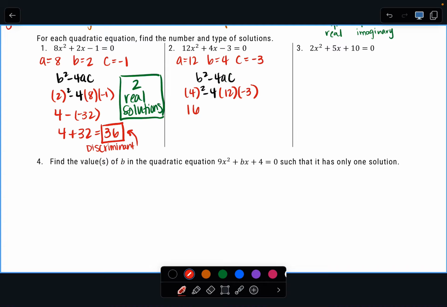Plus 144. Take these in parts. It doesn't have to be you're doing all of this math in your head at one time. Do the small things first and then put them together with the bigger things. So what is 16 plus 144? 160. And so if I get 160, that is a positive number, correct? So how many solutions do I have? 2 real solutions.